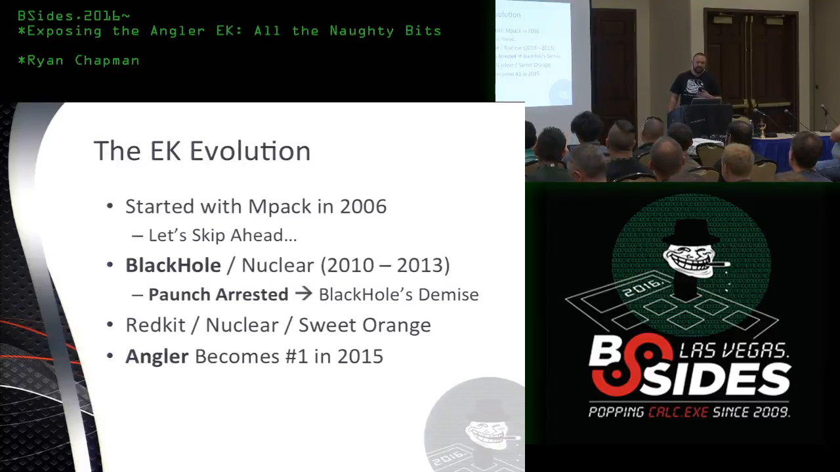So the alleged creator, who went by the name Paunch, was arrested in 2013, and immediately Blackhole just fell off the face of the planet. So was he the one who actually ran it? I still haven't seen confirmation of that, but come on. So after that, Red Kit, Nuclear, Sweet Orange, there's a bunch of other ones in here. I don't want to go over every single one. Those are the major players, but Angler became the big dog.